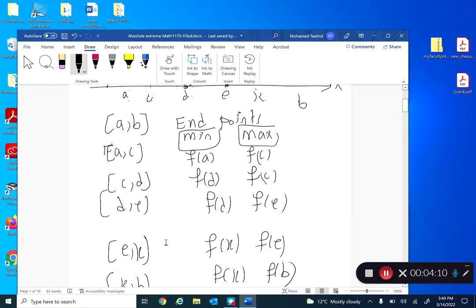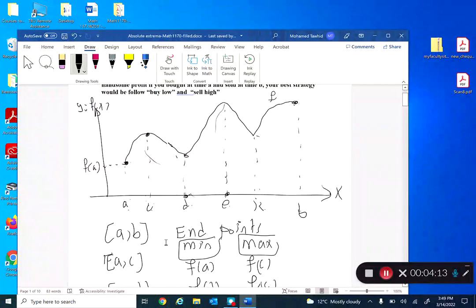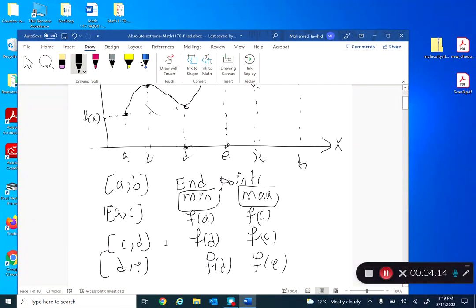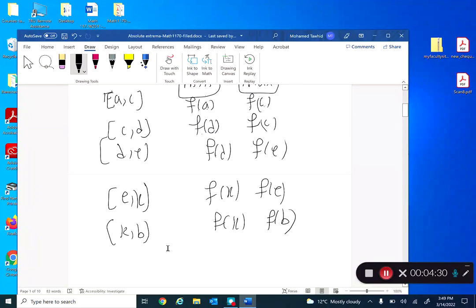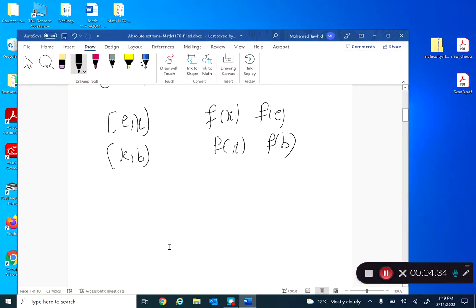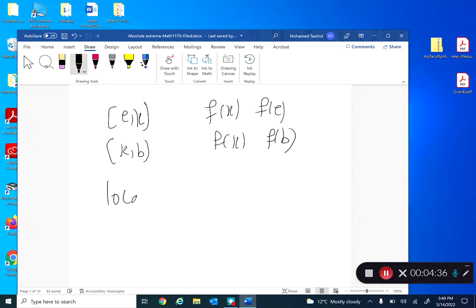As you can see, when I look at a subinterval or subdomain, we call it local. I'm not looking at the whole picture, only a subinterval or subdomain. So F of A is a local min, F of C is a local max, and F of D is a local min. All of these become local minimum or local maximum. If you have local, sometimes we call it relative.